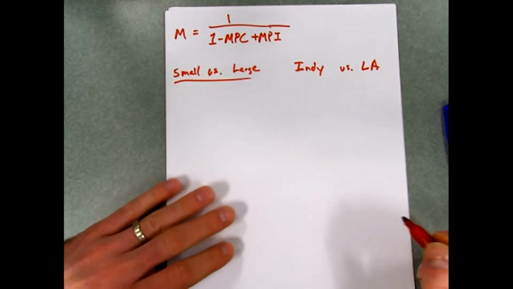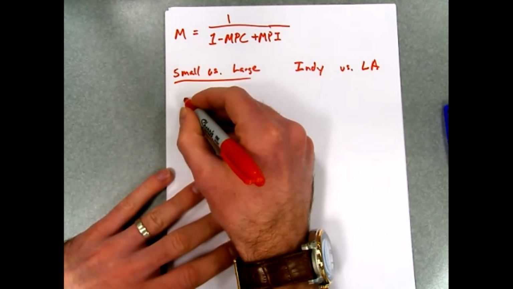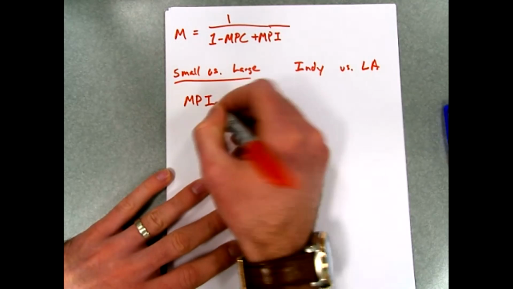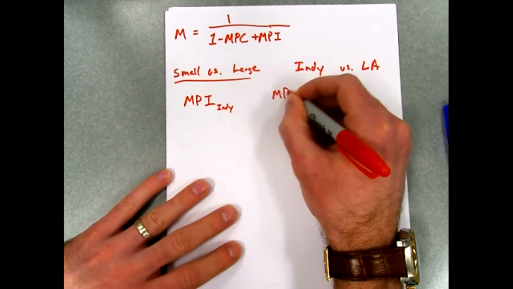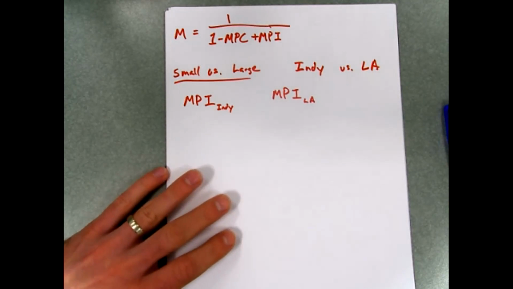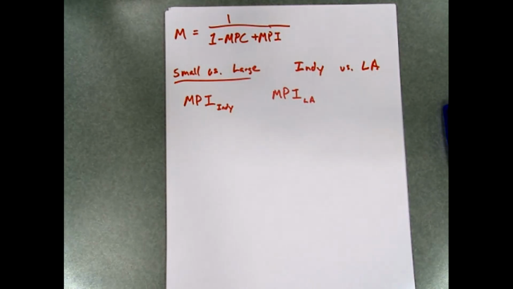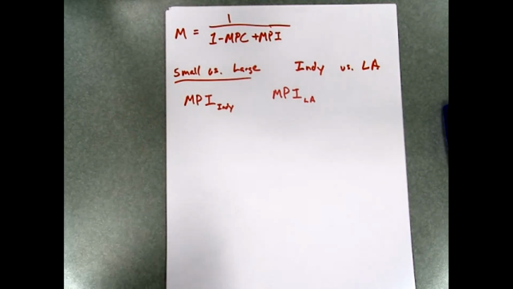Will be kind of the examples that the two cities that we're using. So what do you think is probably true about the marginal propensity to import for Indianapolis versus the marginal propensity to import for LA? Do you think a player in LA is more likely to spend more of their time and spend more of their money in LA versus a player who's located in Indianapolis? Probably would guess LA, right?